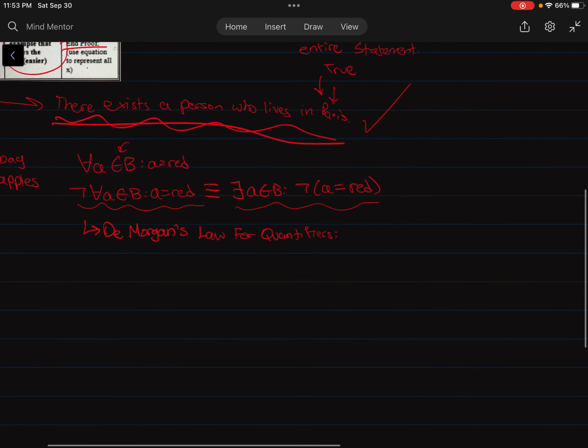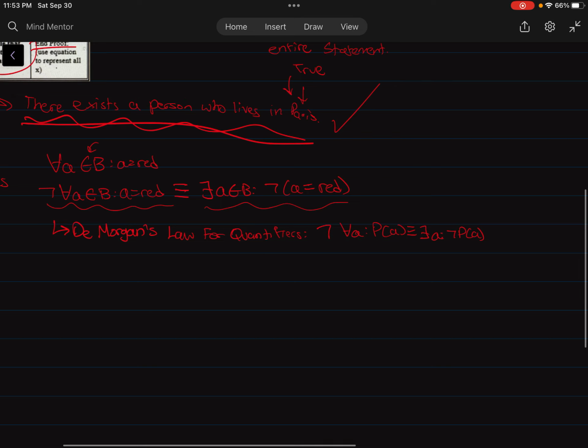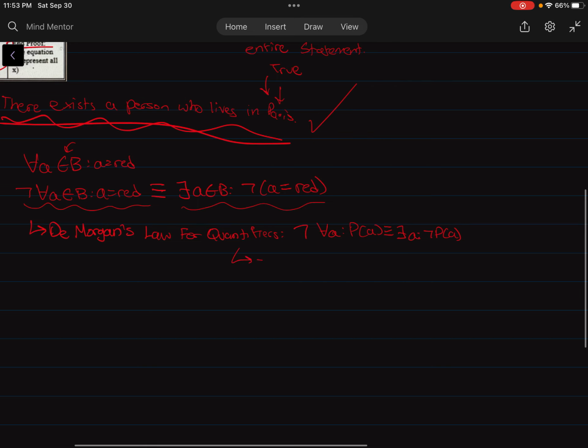And in De Morgan's law for quantifiers, it basically says that the statement "not for all A, P of A" is the same as saying there exists an A such that not P of A is true. Right. And the other variation of this, you can logically find the reasoning behind this as well. It's pretty self-explanatory.